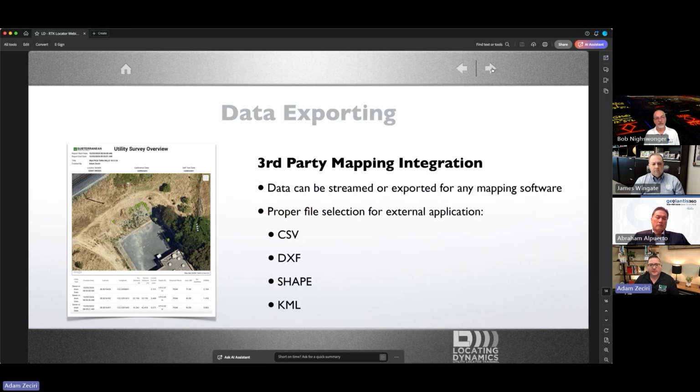So when it comes to exporting the data, it's very easy. Data can be streamed, or like I said before, exported however you want. You're going to select your different file type, and there you go. You have that export file. You can upload it to any software you want at that point.